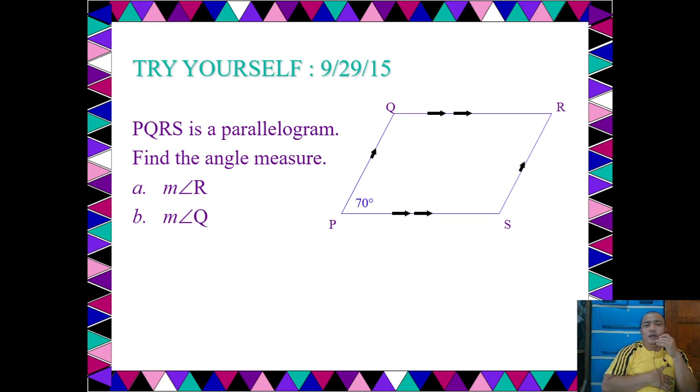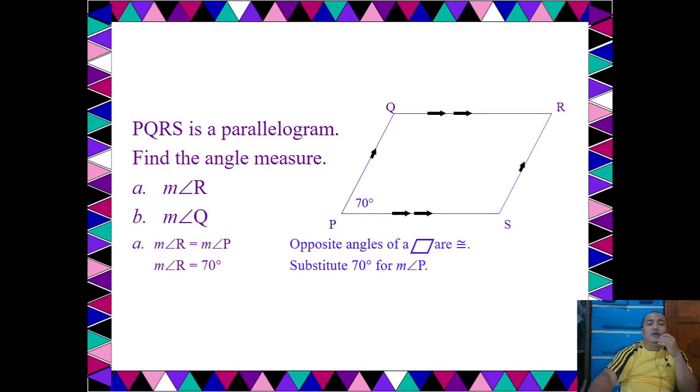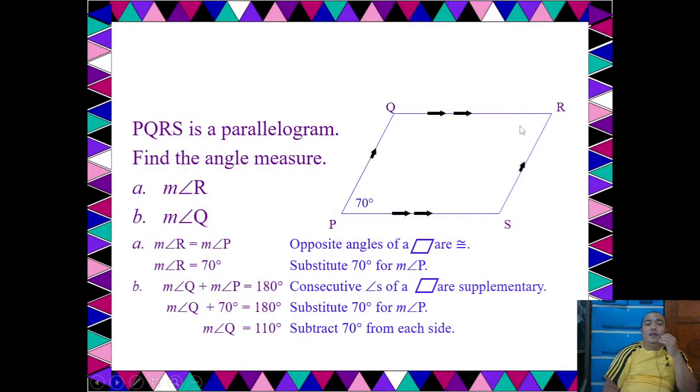PQRS is a parallelogram. Find the angle measures. Find the measure of angle R, and find the measure of angle Q. That's easy. Angle R is congruent to angle P because opposite angles of a parallelogram are congruent. So therefore, angle R is also 70 degrees. How about angle Q for B?